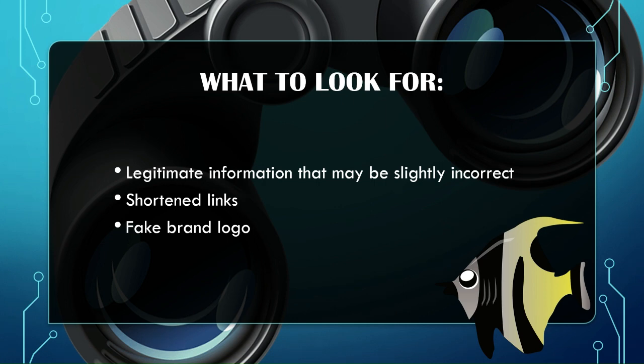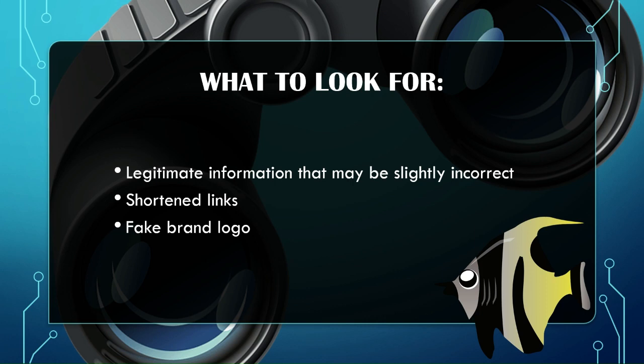The second thing to look for would be shortened links. If you see a bit.ly link, that is usually a good way to tell that it may be a potential phishing attack, or it may be something like fce.com and they're saying it's coming from Facebook. It may be a shortened link that looks similar to Facebook, but may not necessarily be Facebook.